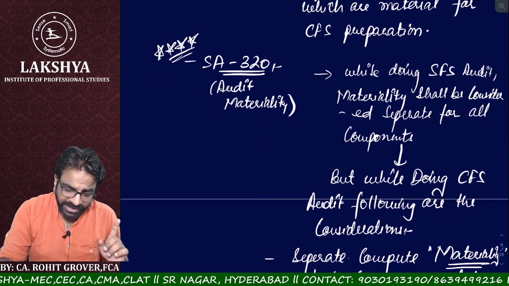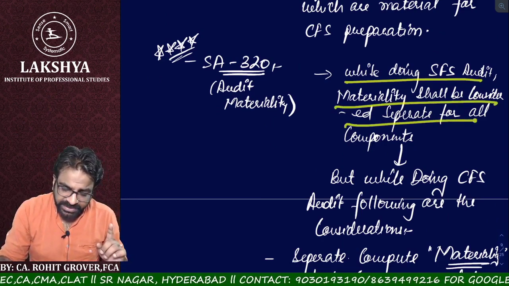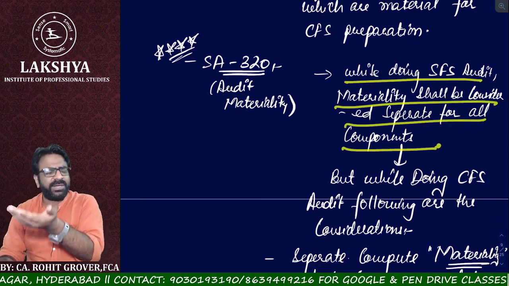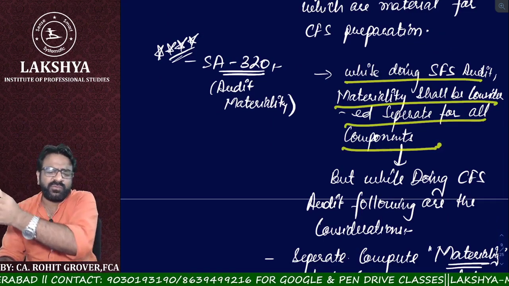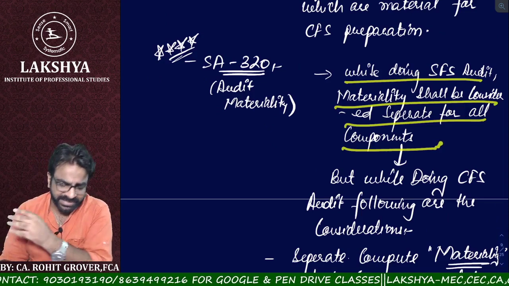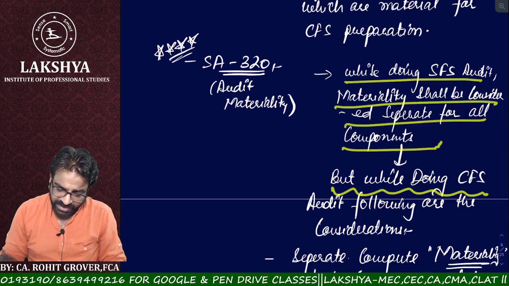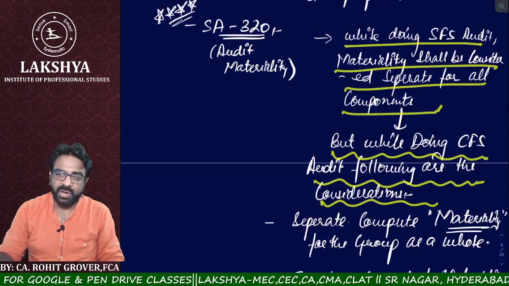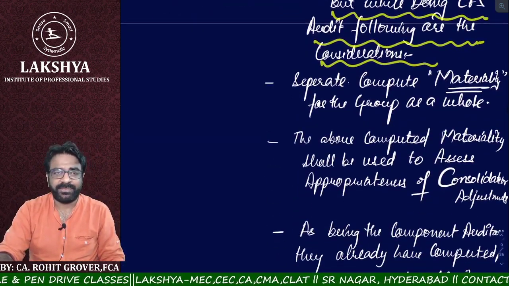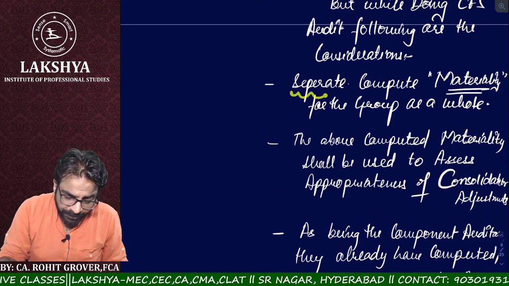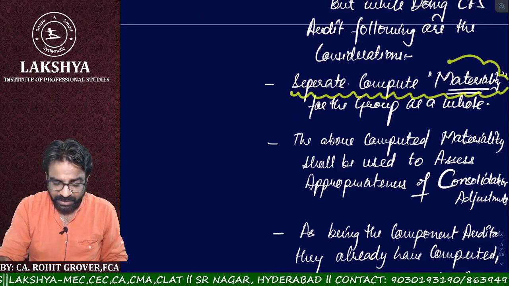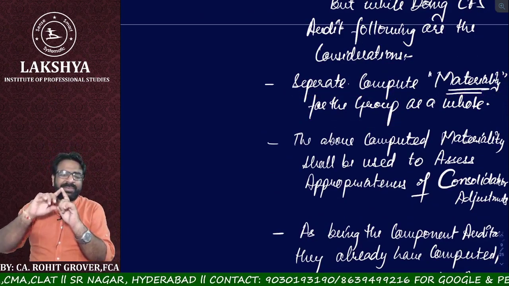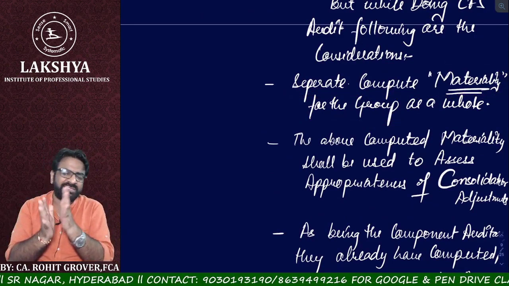Now see, while doing the CFS audit, materiality shall be considered separately for all components. Every component auditor has established the concept of materiality on their own while doing the audit of the components, or not? Yes. But while doing the CFS audit, the following is to be considered. Now listen very carefully. You have to compute separately a materiality for the group as a whole. What is responsibility number one? The auditor has to separately compute the materiality for the group as a whole.